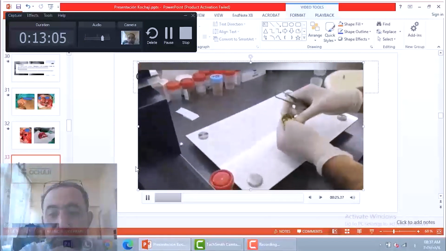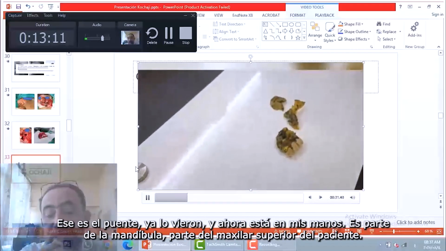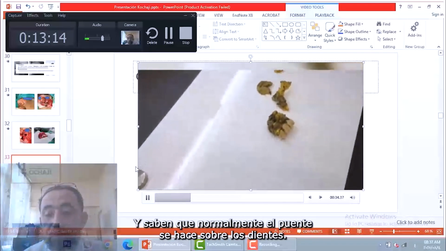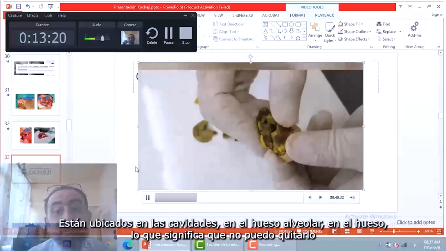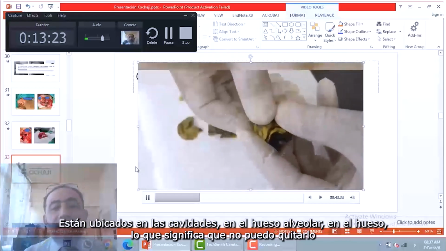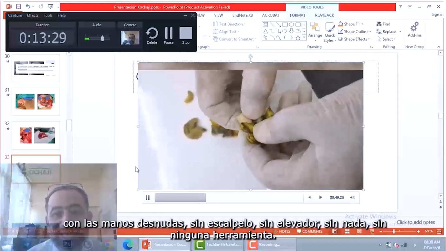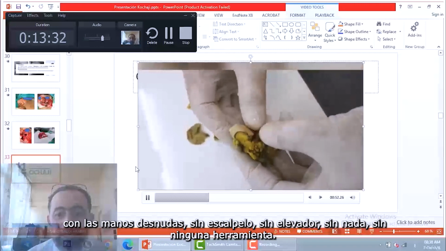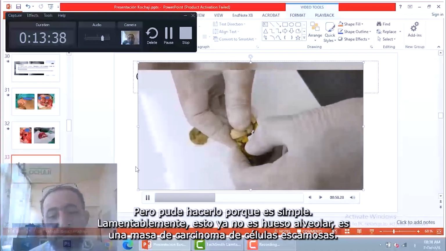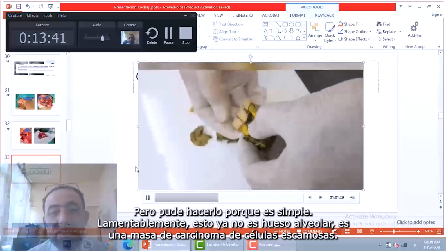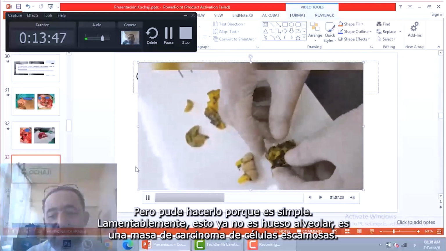That's the bridge. You saw it already, and now it's in my hands. That's part of the jaw, part of the maxilla of the patient. And you know, normally a bridge is made over teeth. They are located in a socket in alveolar bone, meaning I cannot, with bare hands, without a scalpel, without an elevator, without any tool, take it off with my bare hands. But I can do it, because very simply, unfortunately, this is no longer alveolar bone. This is a mass of squamous cell carcinoma.